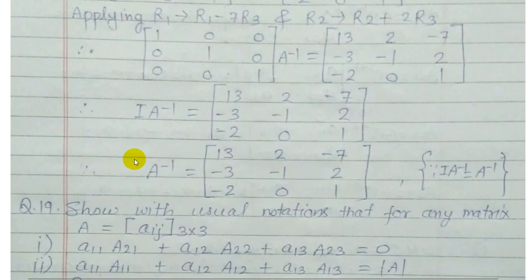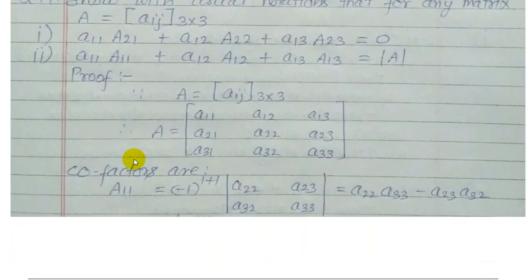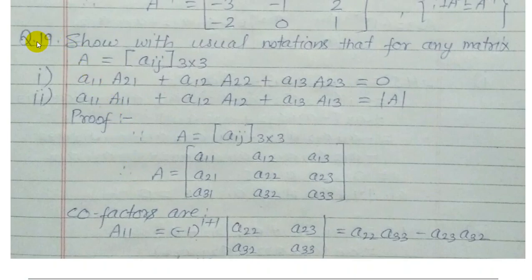Now, your question number 19. For question number 19, with usual notations, for any matrix A equal to Aij of order 3 by 3. So what does it mean? It means we have to write it in expanded form, 3 rows and 3 columns, which you have to check in the solution.